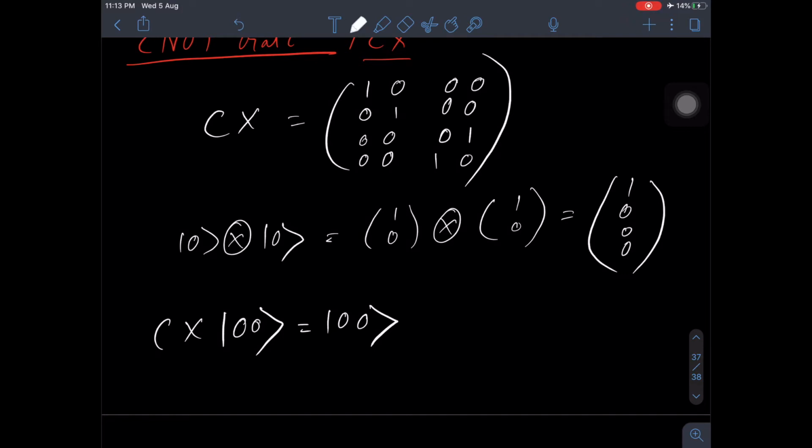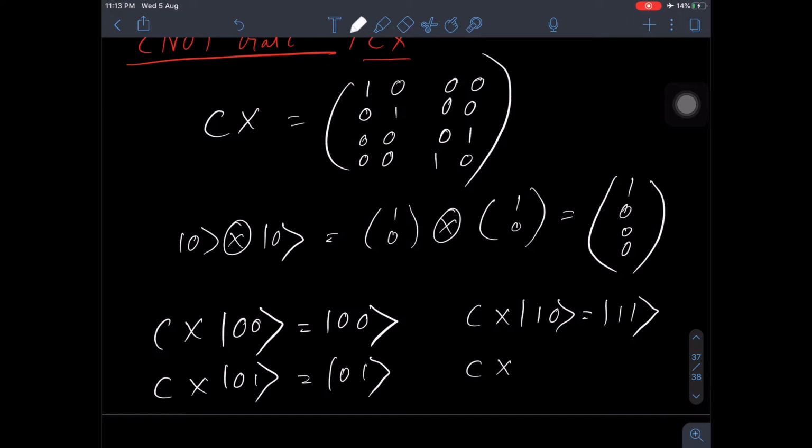If you act with CX on |01>, you will also get |01>. But if you act with CX on |10>, then you will get |11>. If you act on |11>, you'll get |10>. You can check it explicitly by taking the matrix representations.